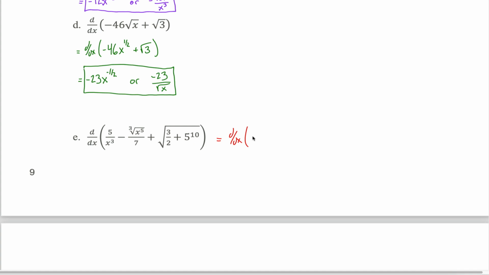Instead of 5 divided by x cubed, it's 5 times x to the negative 3rd power. Instead of minus the cubed root of x to the 5th divided by 7, think about it as minus 1/7 times x raised up to the 5/3 power. That's not obvious at all that this is the exact same as this. Take a second and make sure that you're convinced of that. And if you're not convinced, go really slowly and understand why those two things are the same, because it's going to be so important that you can rewrite things in other forms, not just for this section, but for the rest of the class.